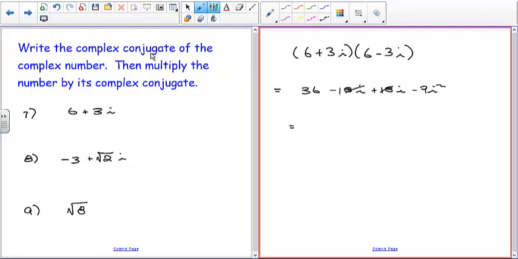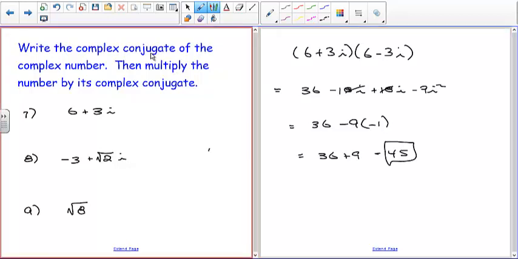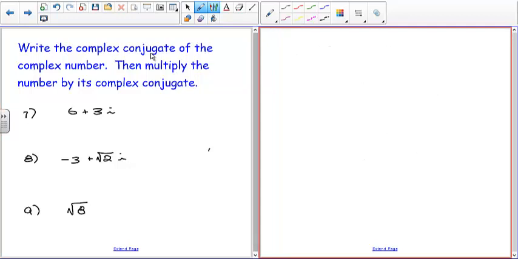So these cancel out. So we're left with 36 minus 9i squared, but i squared is negative 1. So that's going to be 36 plus 9, because negative 9 times negative 1 is positive 9. So that's 45. That's the neat thing about complex conjugates: you get a real number out of the whole thing. And it turns out that complex zeros are always complex conjugates of each other. They always come in pairs, so if I know one, I know the other.